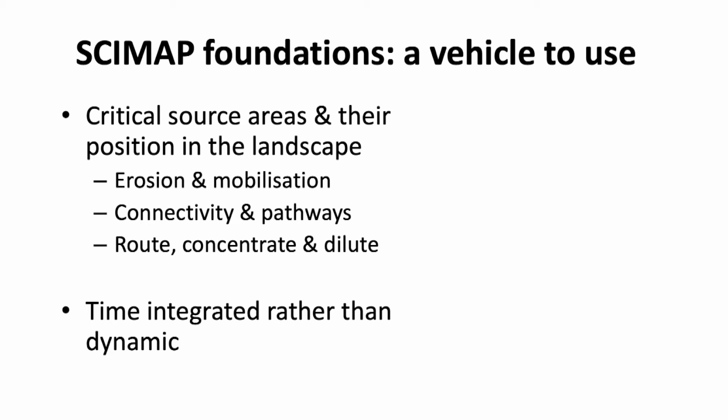coli might be mobilised and how it connects and moves through pathways similar to fine sediments, so things like overland flow and surface runoff. And also this whole idea of how it routes and concentrates or might be diluted with subsequent rainfall and inputs was relevant to fecal indicators. So there's lots of similarities that we can work with here.